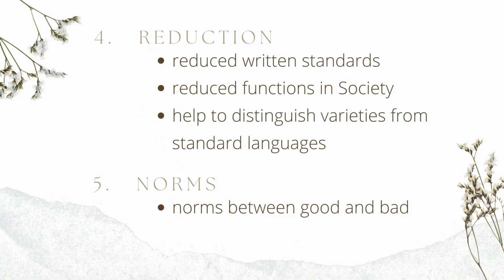The fourth one is the reduction, an interesting criterion: reduced written standards and reduced functions in society help to distinguish varieties from standard languages. The fifth is norms, between good and bad, where languages normally involve norms, varieties don't. The speakers of a language have the feeling that they are good or bad speakers, and that good speakers represent norms of proper usage.